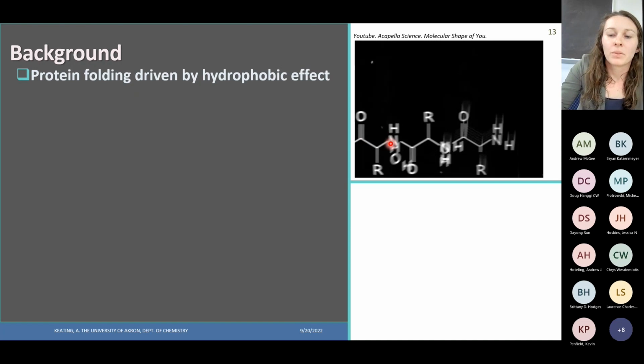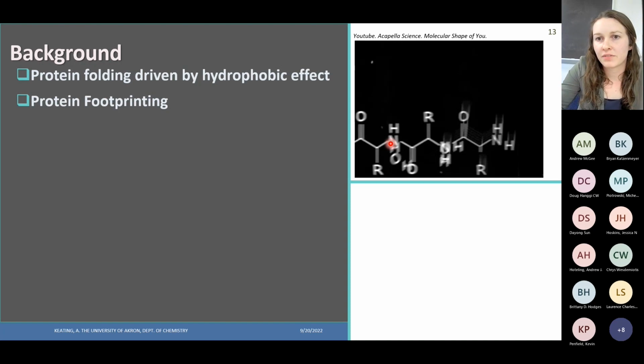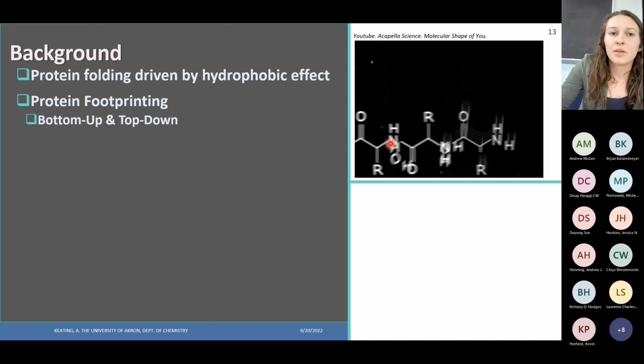Protein footprinting is the process of determining what residues are on the surface of that protein, because from a biochemistry standpoint, these are going to be the regions that might be the active sites of the protein. They might be sites you could inhibit for drug treatments or anything like that. It also tells you a lot about the pathways of the proteins themselves. That's typically done using either bottom up or top down techniques.